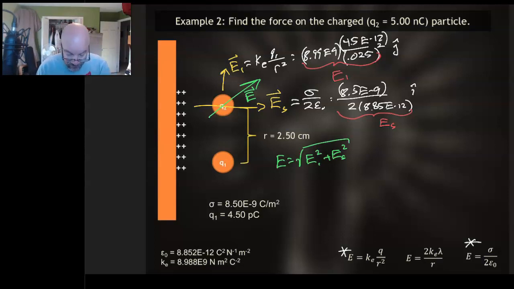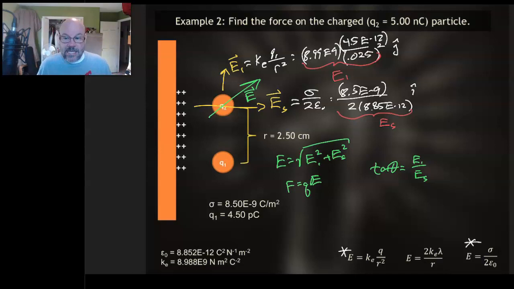Then the force would be Q times E. Now E is a vector, so it's got a direction. Pythagorizing it this way, E1 squared plus ES squared, that gives us the magnitude. If we needed the angle, then we could just say that the tangent of theta is the rise over the run, so E1 over ES. That would get us our direction there.